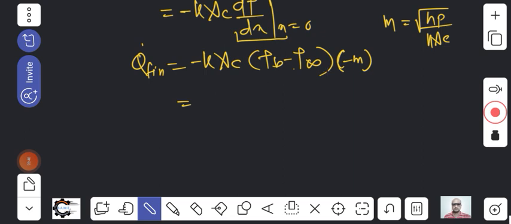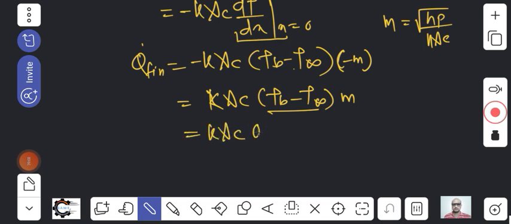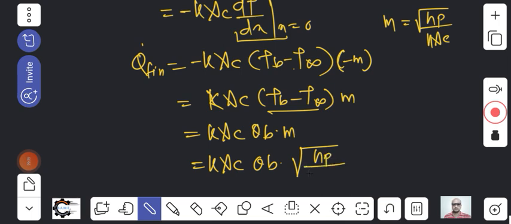The minus minus will get cancelled, and now I will get k A_c (T_b minus T infinity) into m. This term is theta_b, so I can write k A_c theta_b into m. Now we'll put the value of m here, which is the square root of hP divided by k A_c. Here it is not h, it is a k, with A_c the cross sectional area.